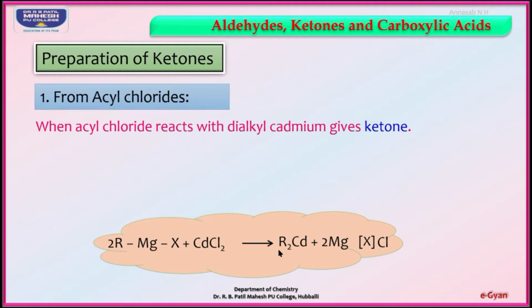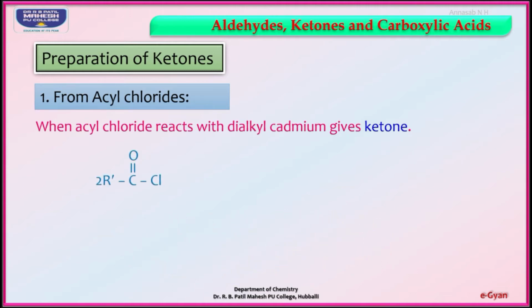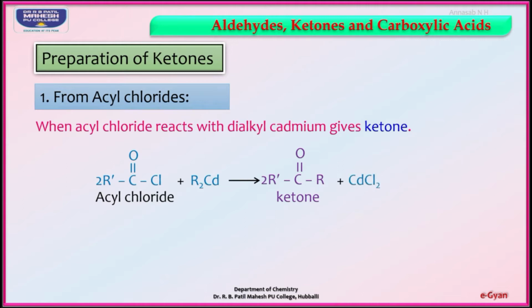It is dialkyl cadmium which reacts with acyl chloride. It gives rise to the product ketone. So it may give symmetrical ketone or unsymmetrical ketone depending upon R and R dash groups. So with the help of acyl chlorides and dialkyl cadmium, we can prepare both aliphatic as well as aromatic ketones.